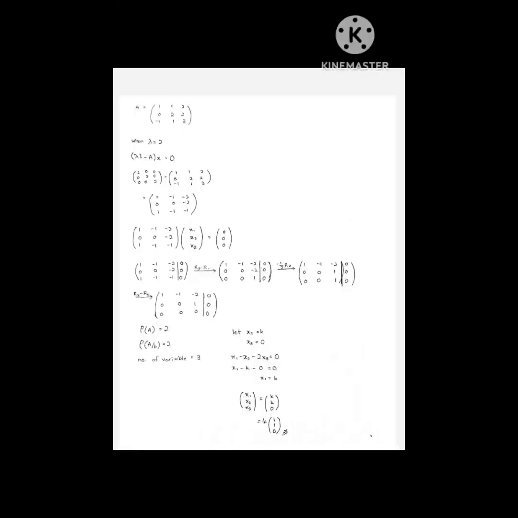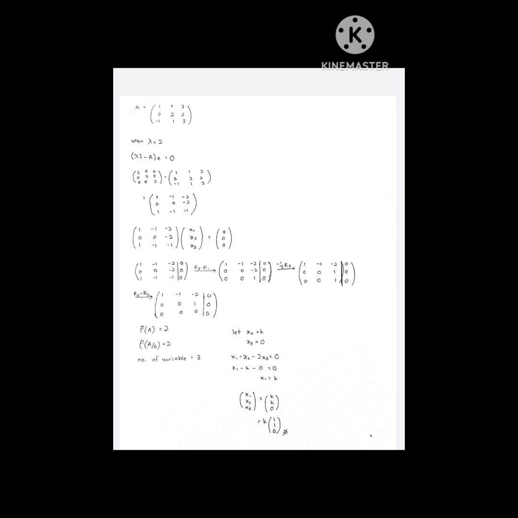Thank you. Hi, my name is Muhammad Idaham, and right now I am going to show you guys how to find the eigenvectors of a matrix. Firstly, we need to know the formula, that is lambda I minus A times x equal to 0. This question asks us to find the eigenvector of matrix A when lambda is equal to 2.